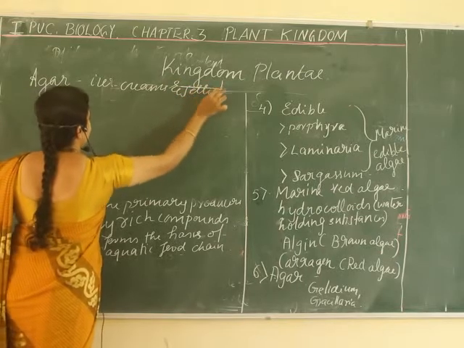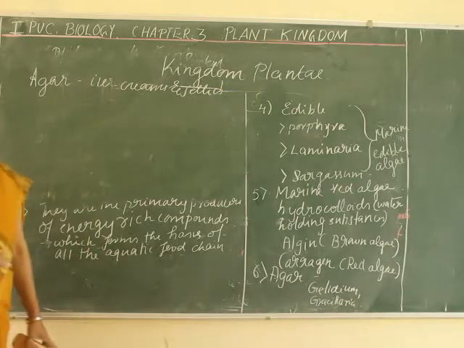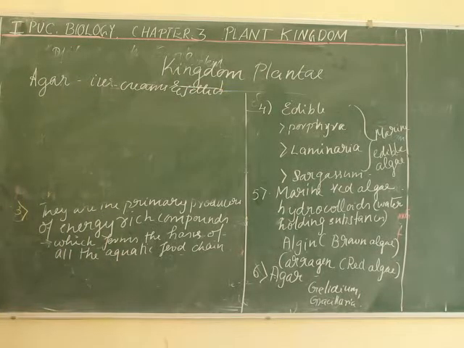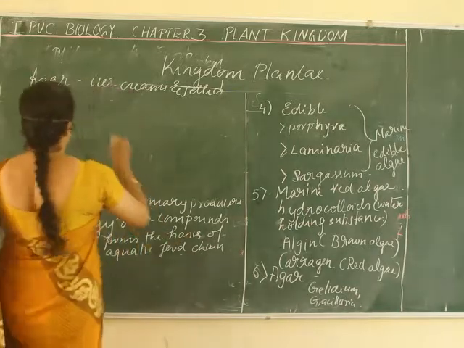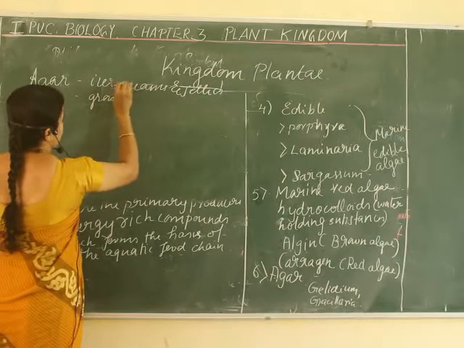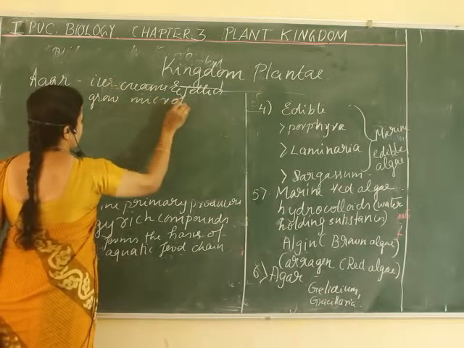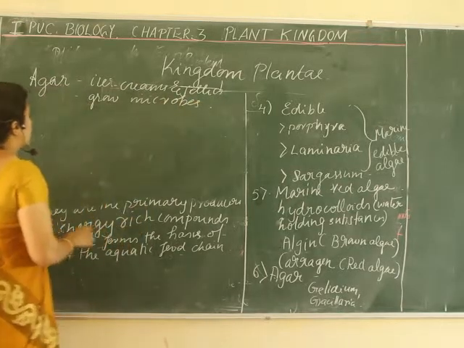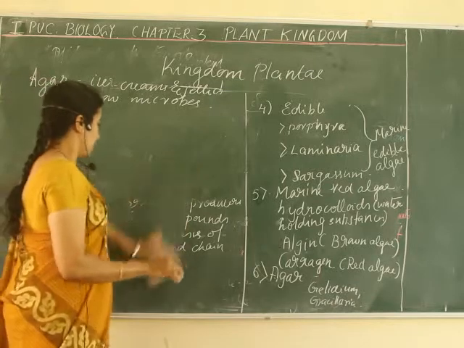From which algae is it produced? Agar is produced from Gelidium and Gracilaria. So agar is one of the useful commercial products obtained from Gelidium and Gracilaria. It is used in the preparation of ice creams and jellies, and also used in the lab for growing microbes.